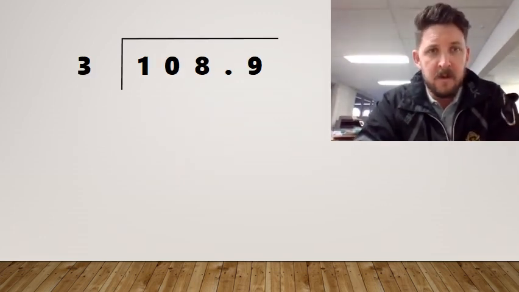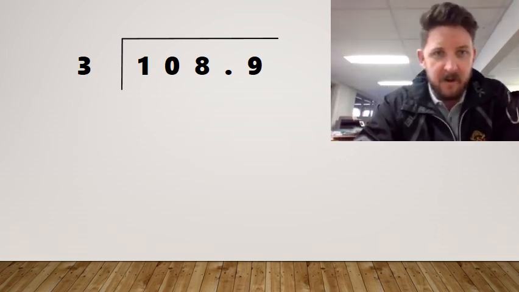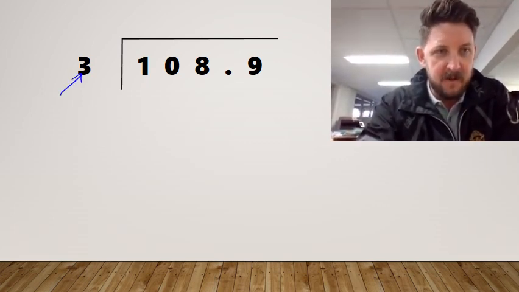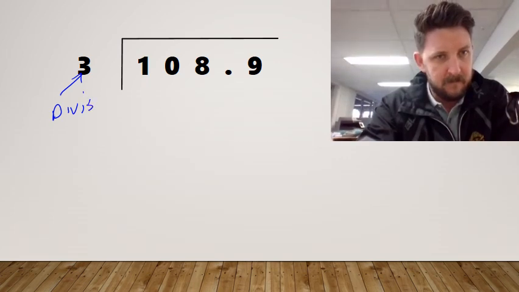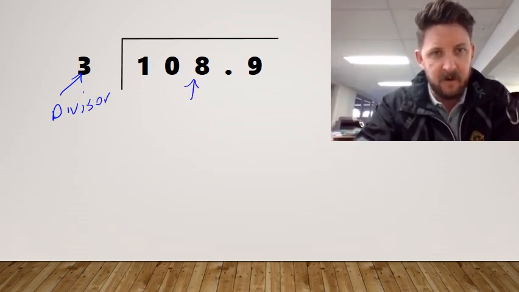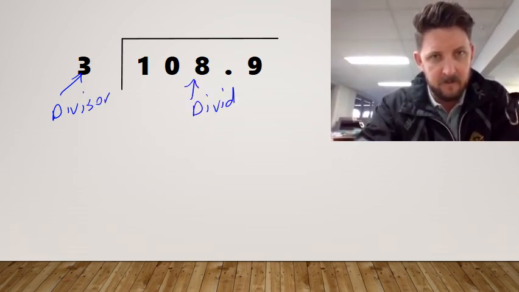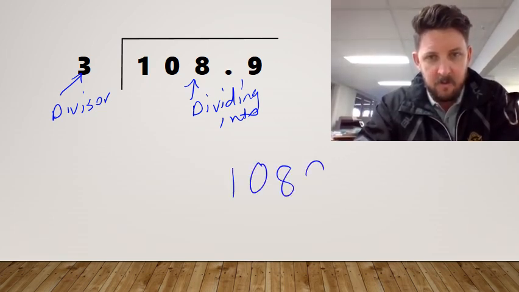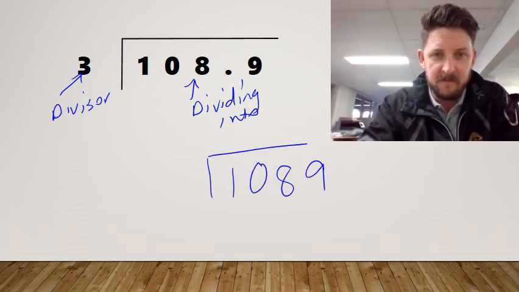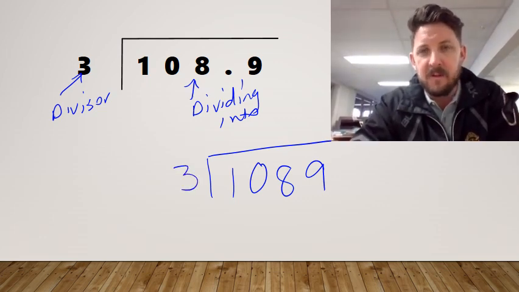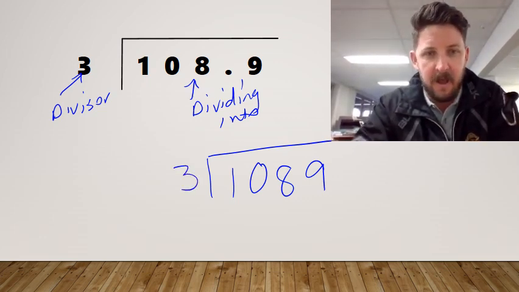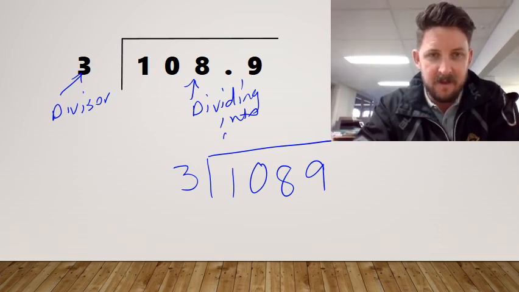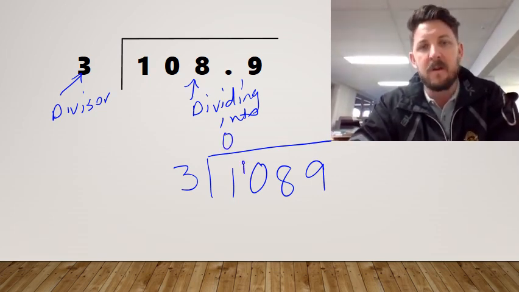Let's try one more. So once again, we know where our divisor is. We know that this is our divisor. We know that this is the number that we are dividing into. We know that our next step is to rewrite the sum out, pretending that there is no decimal place. And then we start from left to right. So we go, how many times does 3 fit into 1? It doesn't go. Bring my 1 across.